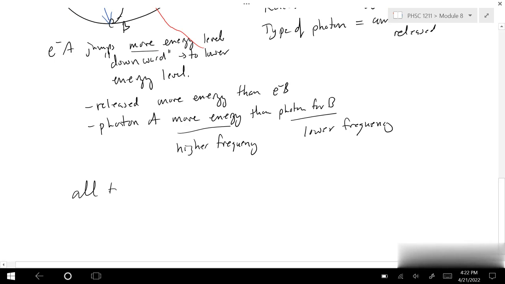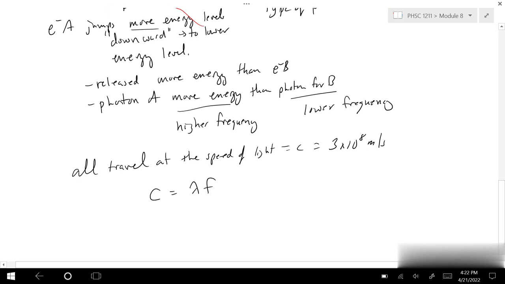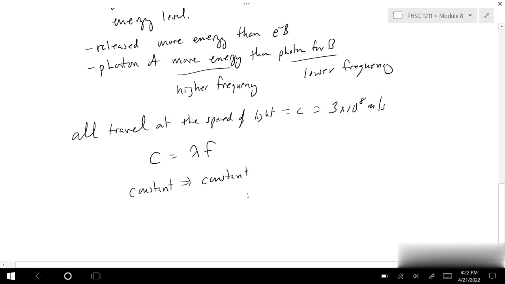Now let's go back to the electromagnetic spectrum. All of these travel at the speed of light, which is equal to c, which is equal to 3 times 10 to the 8 meters per second. So c is equal to the wavelength times frequency. c is constant, so the right-hand side is constant. If my frequency gets bigger, I'm going to have a smaller wavelength. If my frequency is small, I'm going to have a bigger wavelength.